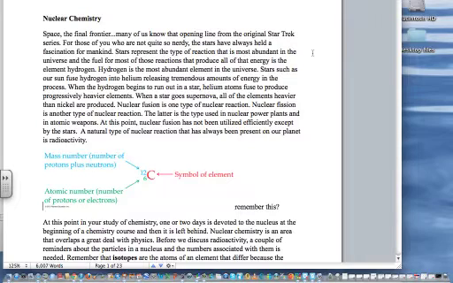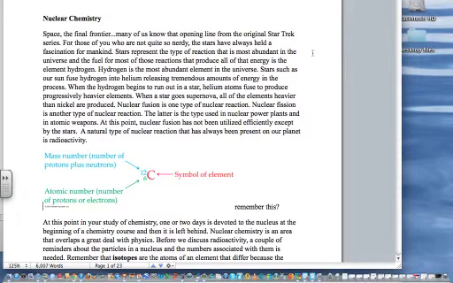So we're going to spend a little bit of time. It is an important topic. It's in the news a lot. Nuclear reactors, nuclear bombs, the harmful effects of radioactivity, those kinds of things can only be understood if you've at least had a little bit of background on nuclear chemistry.